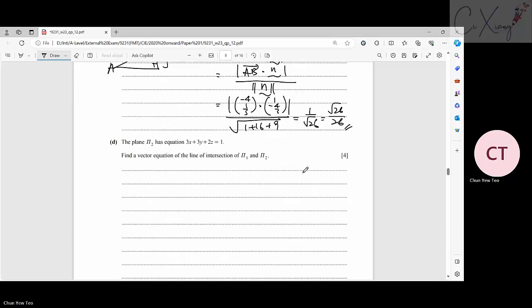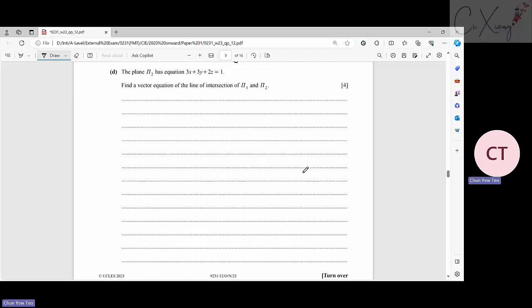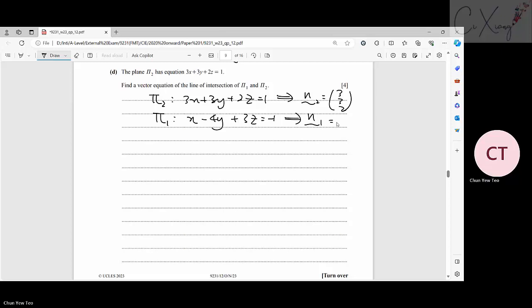Done. Then part D, you have a pi 2. Pi 2 is given as 3x plus 3y plus 2z equals 1. From here, you can find your N2, which is 3, 3, 2. Your pi 1 just now was x minus 4y plus 3z equals negative 1. Then this will be your N1.